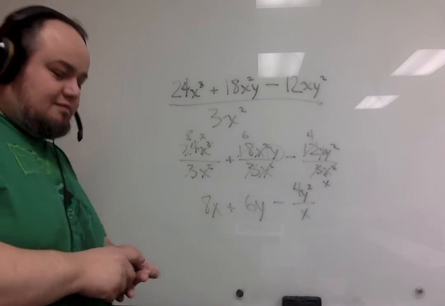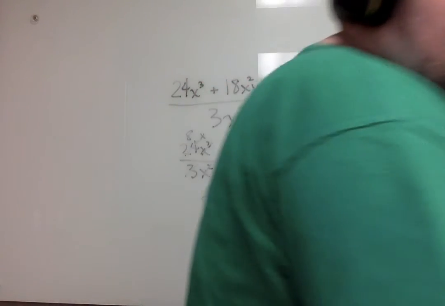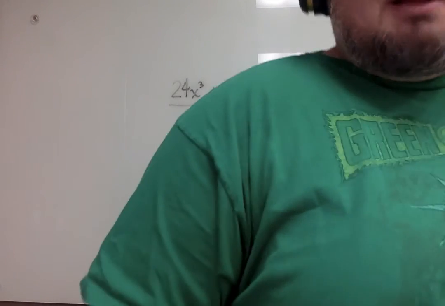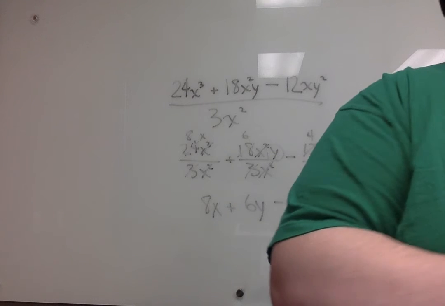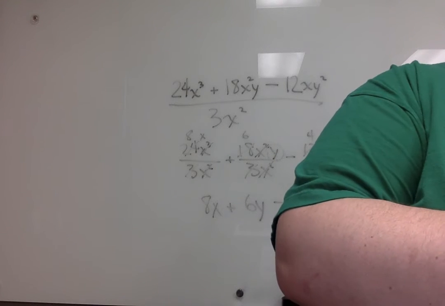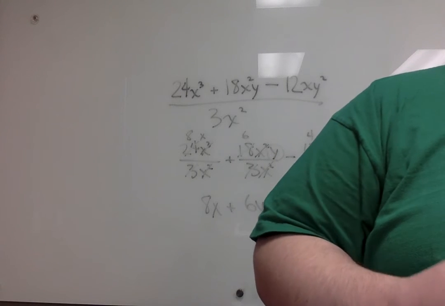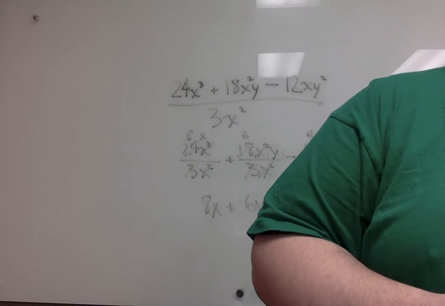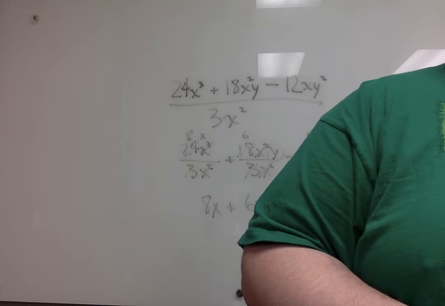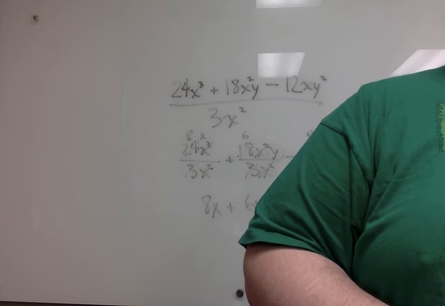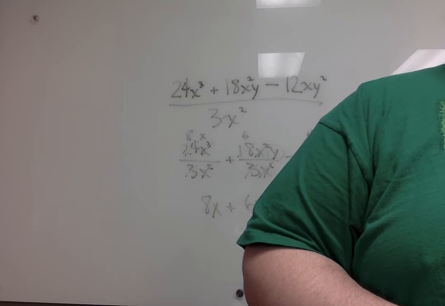So you can see it's a little bit more complicated, but the same principles apply. You're just taking the polynomial on the top, dividing it by each piece on the bottom, and then working each of those out. Let's take a look at one more example.